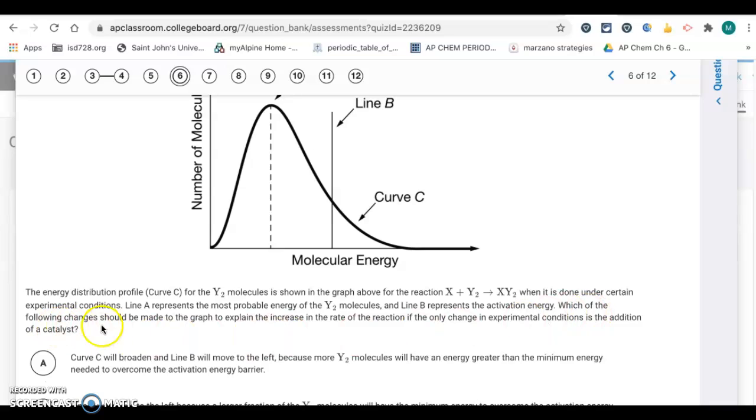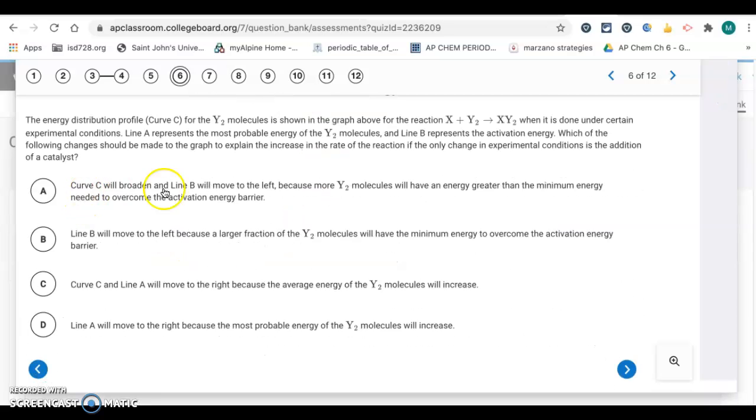So the question now is, which of the following changes should be made to the graph to explain the increase in the rate of reaction if the only change in experimental conditions is the addition of a catalyst? So a catalyst works by lowering the activation energy, so you then have more collisions that are effective and can turn into products. So it's going to take this line B, which represents your activation energy, and shift it somewhere to the left where it's a lower energy. So line B would be shifted left. So it's letter B. Line B will move to the left because a larger fraction of Y2 molecules will have the minimum energy to overcome the activation energy barrier. So that's the correct answer.